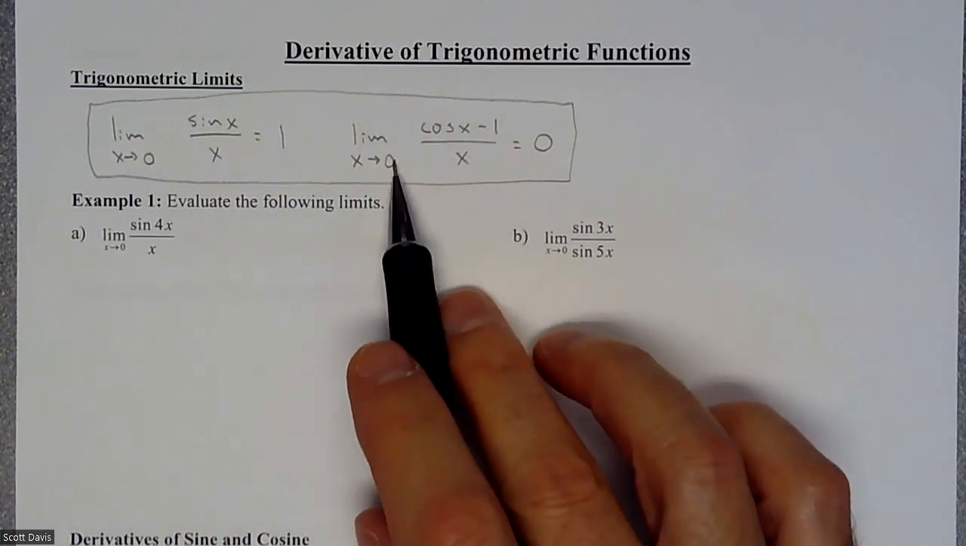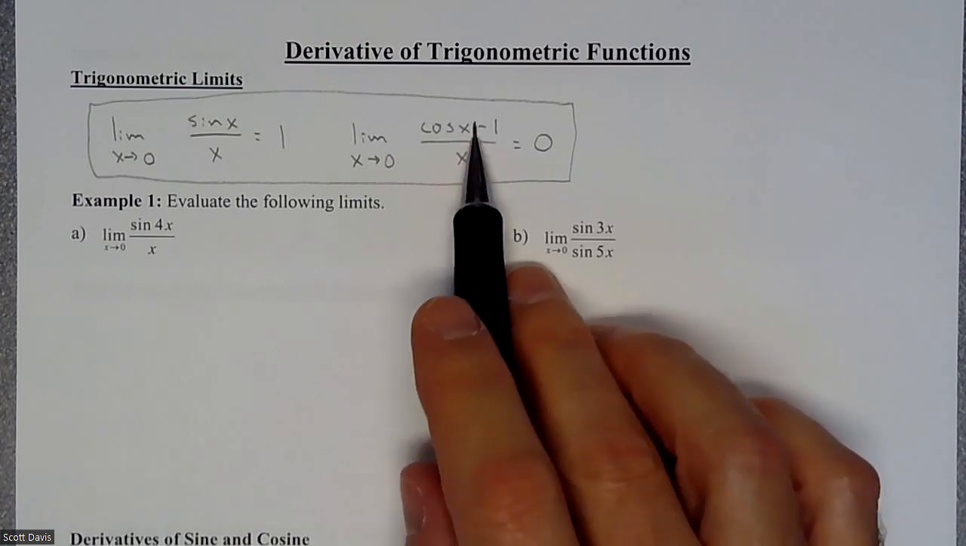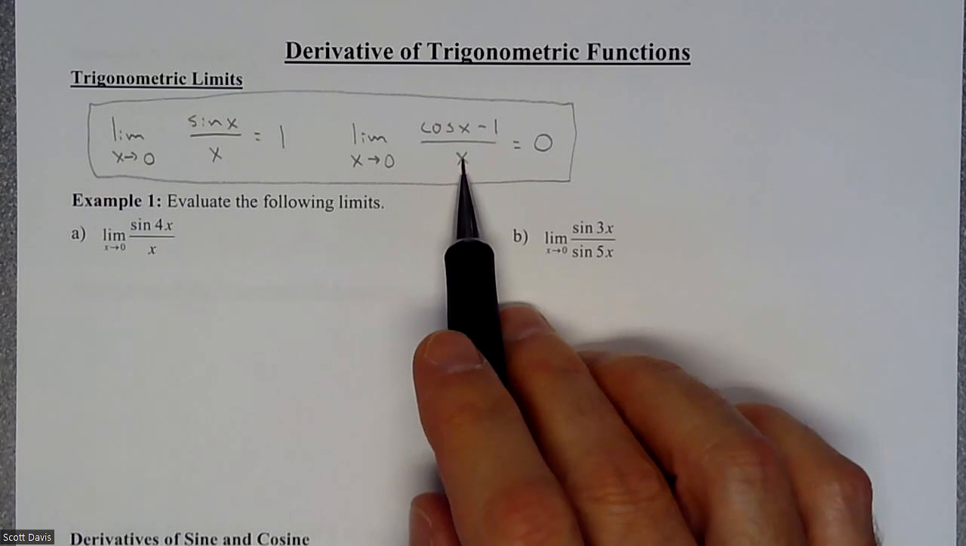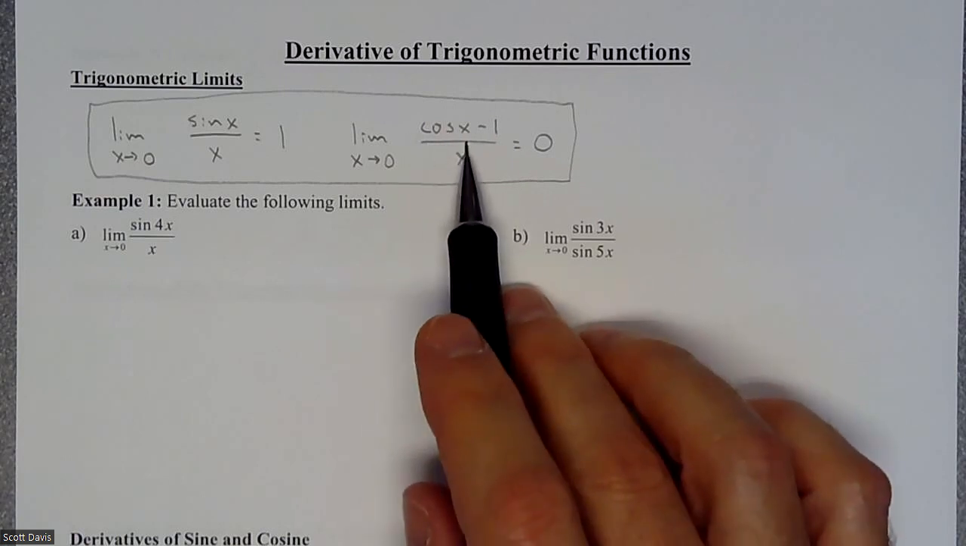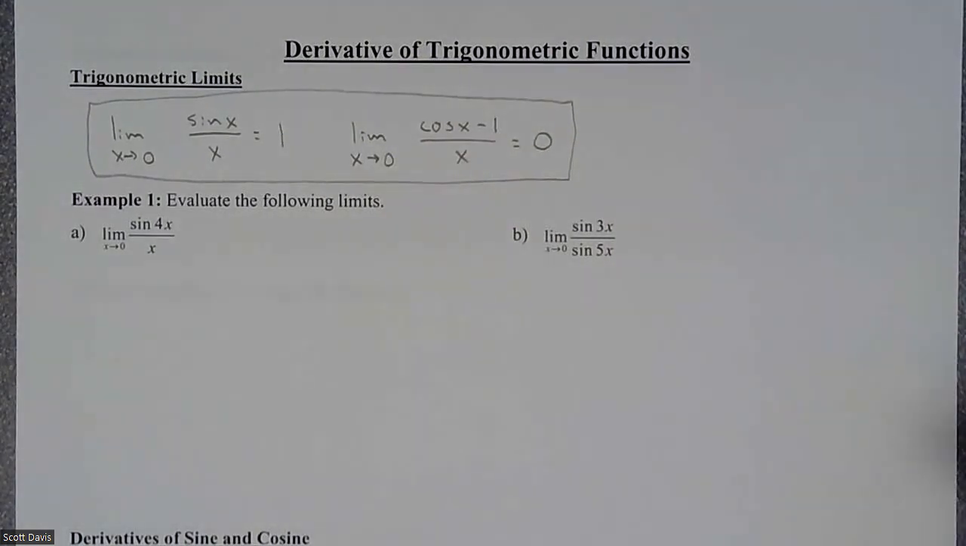And then cosine x minus 1 over x. This is going to 0. This is going to 1 minus 1, so you're getting a 0 over 0 again. The limit exists. But again, we're not going to go into how this comes about or how we manipulate it. But if you have that situation, it's going to equal 0.